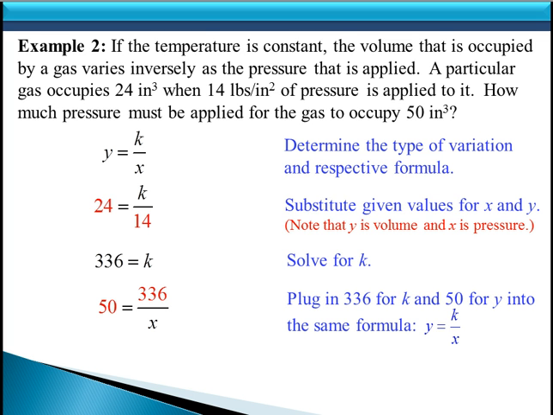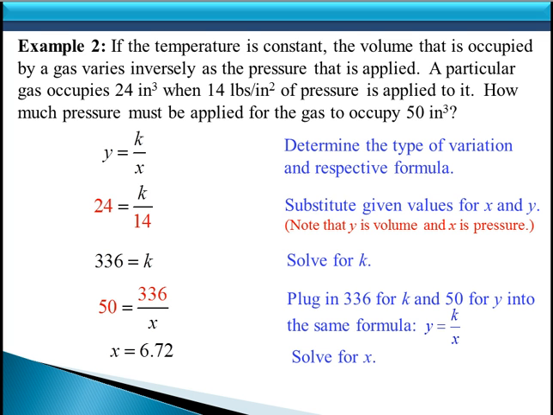So if you cross multiply, you could think of this as a proportion and cross multiply, or you can multiply both sides by x and then divide both sides by 50. Anyway, go through the proper steps to solve for x, and you should get x to be about 6.72.